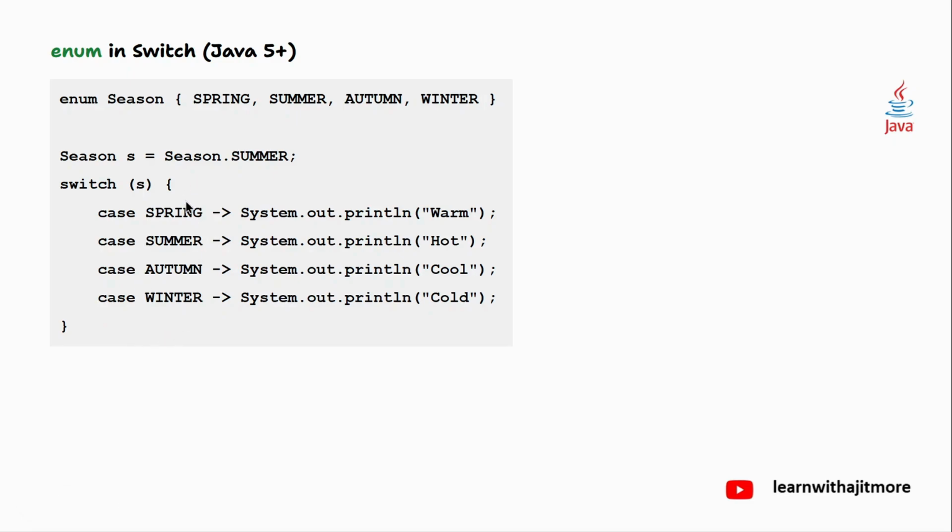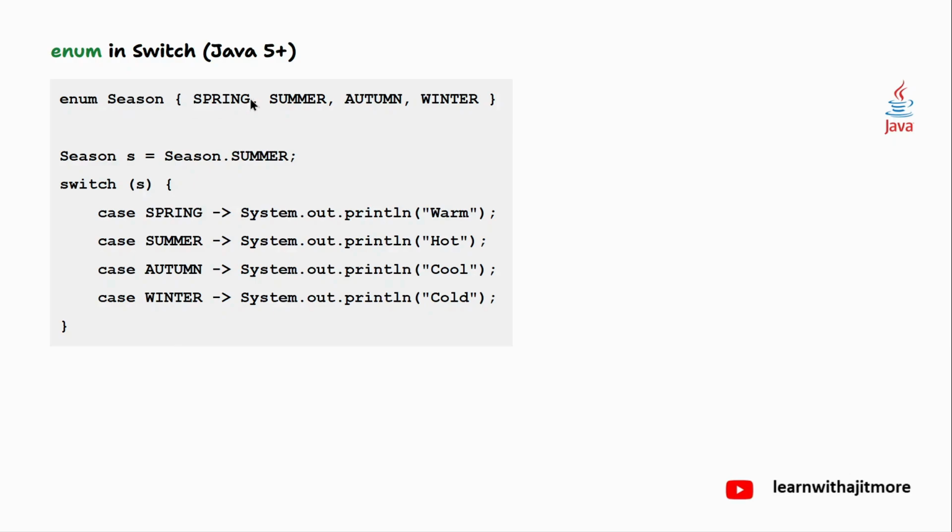Is it making it more readable? It is making the code more meaningful. Instead of case 1, the coder only knows that 1 means spring. The coder only knows 2 means summer. But instead of using those numbers, I'm using such constants. So the code has become more meaningful, more readable, more understandable. And you don't have to remember the internal values. Instead, such constant words are written directly.